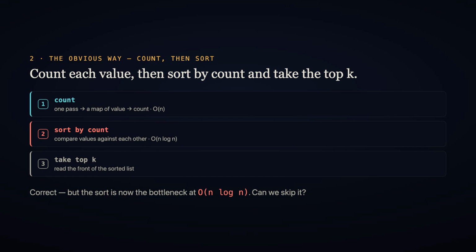But look at the second step. Sorting compares the values against each other over and over. That costs about n times the log of n. If counting is already done in a single linear pass, the sort is now the slowest part of the whole thing. So the real question is, can we pick the top k without sorting?